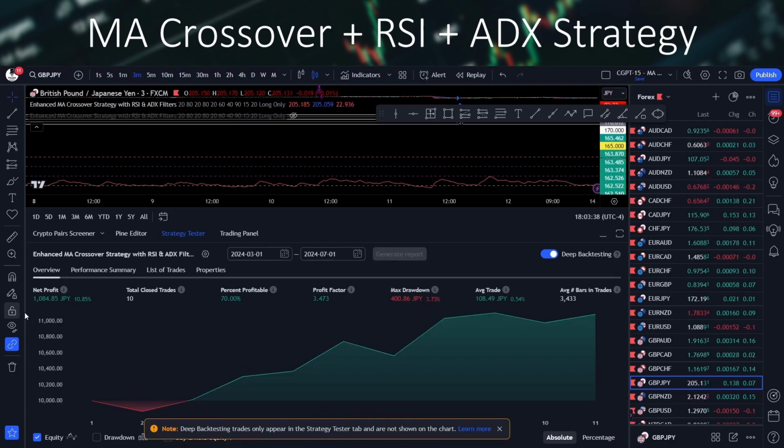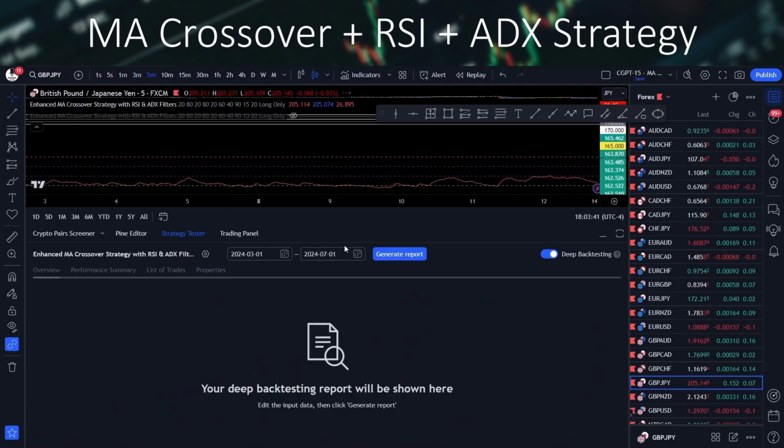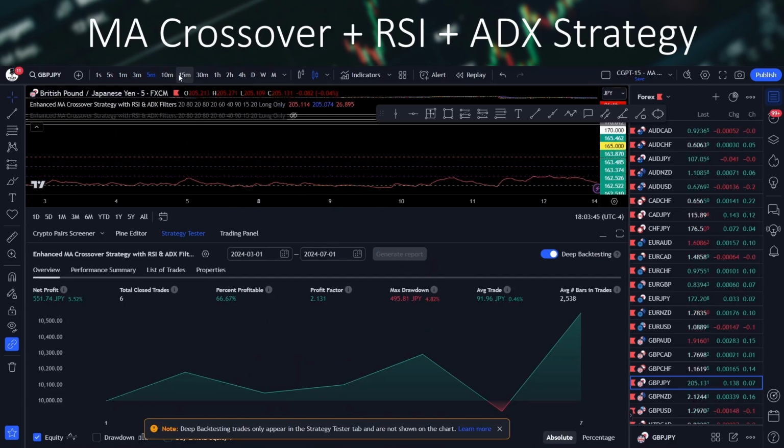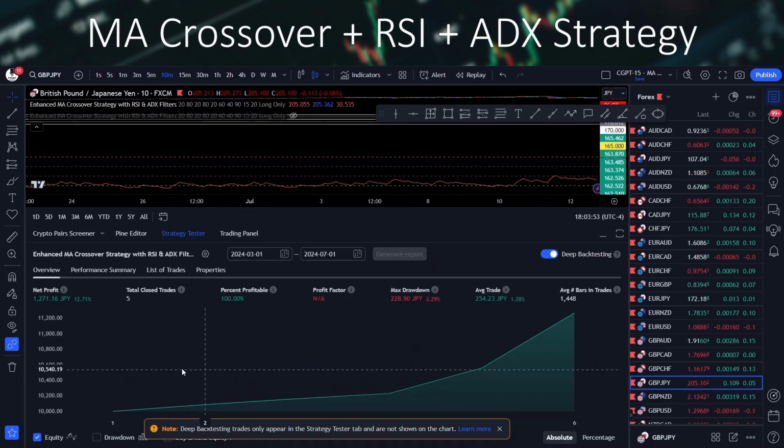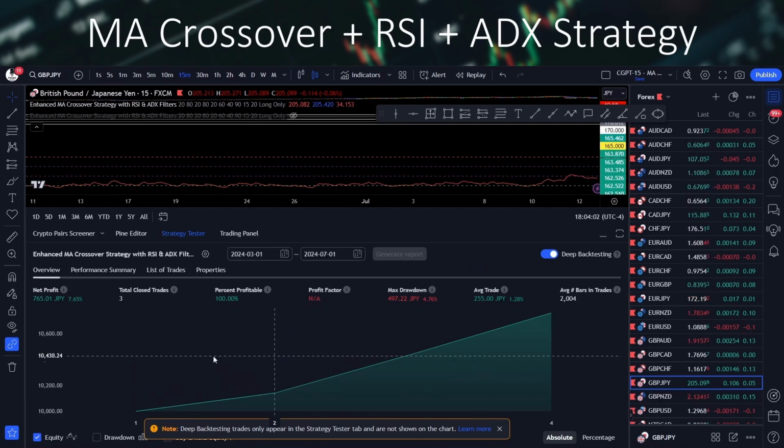On 3 minute it is profitable too. On the 5 minute it is still profitable. 10 minute profitable and didn't have any losing trades. 15 minute the same case, no losing trades, highly profitable.